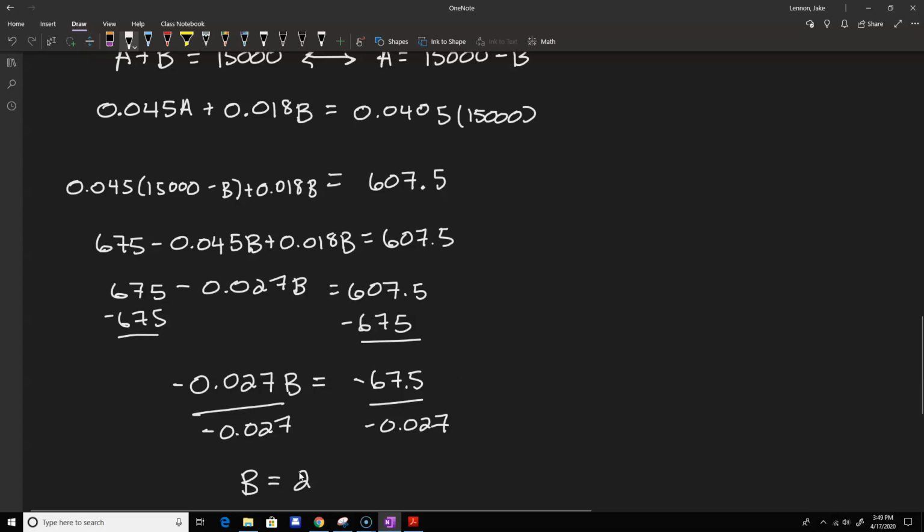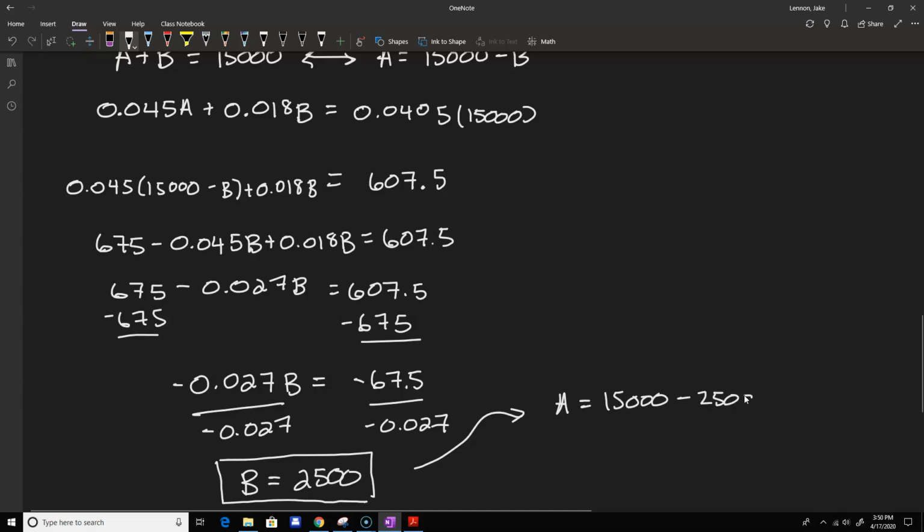So basically, account B has $2,500 invested, and we know A is just going to be 15,000 minus the 2,500. So account A had an investment of $12,500. So these are the amounts invested in both accounts, which is what we're trying to find.